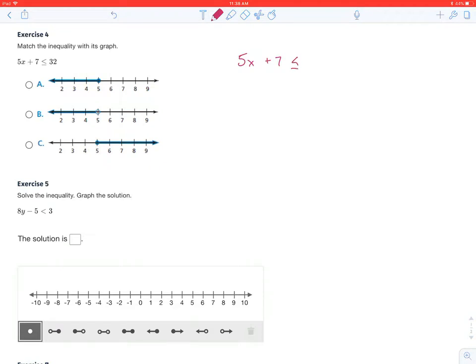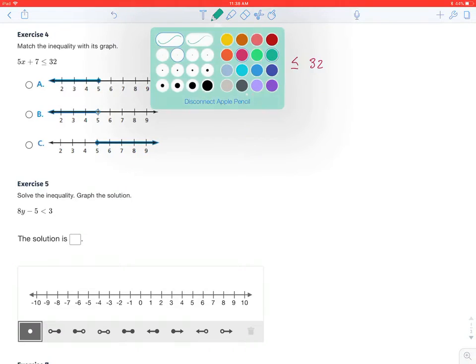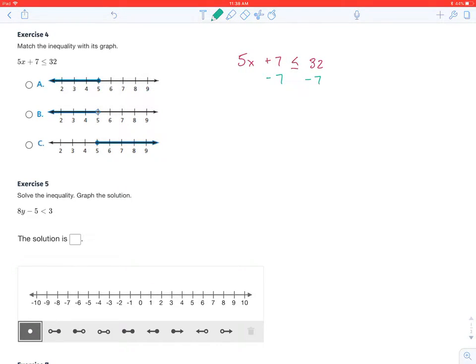5x plus 7 is less than or equal to 32. If this is 5x plus 7, I want to get rid of that plus 7 first, so I would subtract 7 from both sides. That leaves me with 5x is less than or equal to 25. And I want to get rid of that 5. That's 5 times x, so I'm going to divide by 5. Now x is less than or equal to 5. So closed circle to the left because x is less than. Anytime x or any variable is less than, you're going to go left. They start with the same letter.